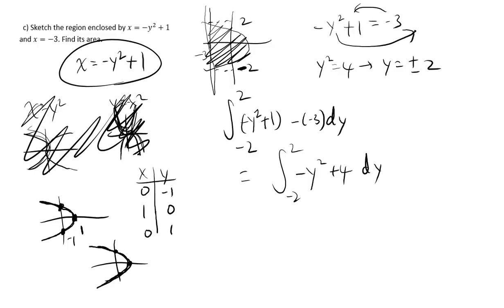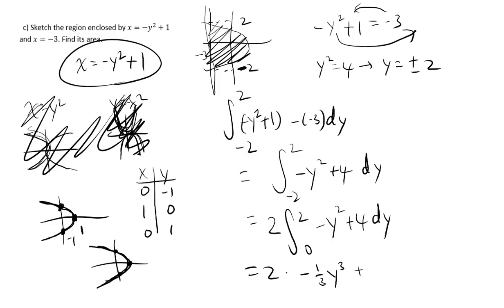Oh, this is a symmetric domain. Negative 2 and 2, that's a symmetric domain. In that case, you can just double from 0 to 2. And it's a real time saver. If you do this, you end up with 2 times negative 1/3 of y cubed plus 4y. And you have to plug in 2 and 0. So when you plug in 2, that's negative 8 over 3, that's 8. So 16 over 3 times 2, that's 32 over 3. Alright.